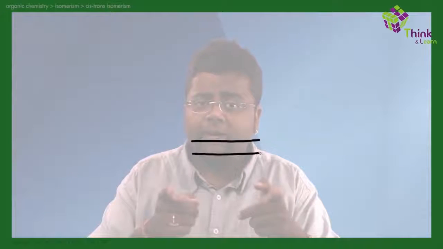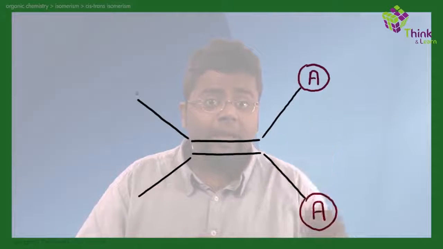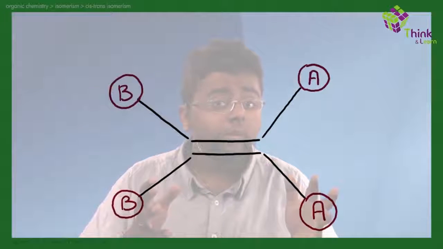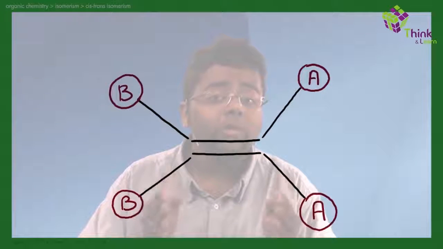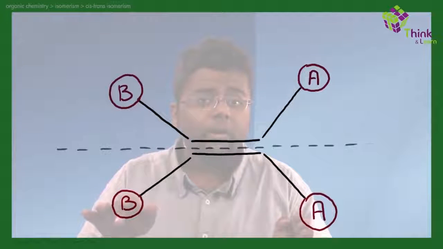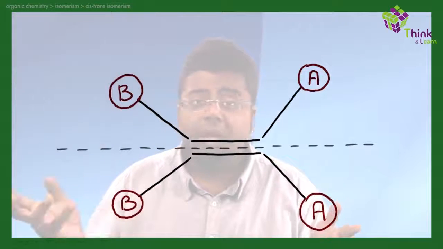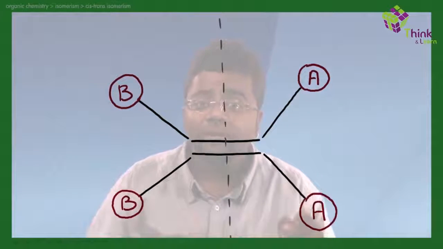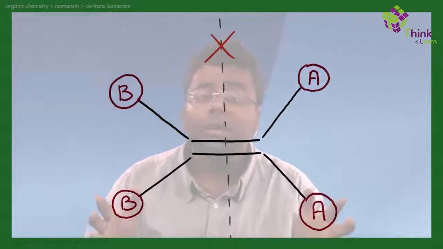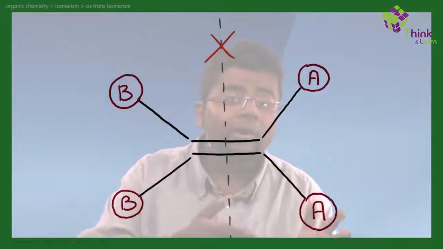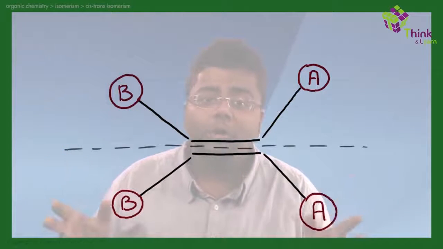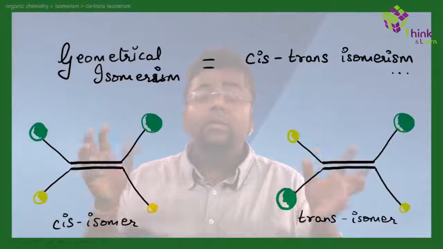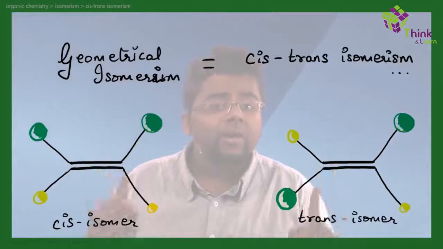Now, if I have a molecule like this, AA on this side and BB on this side, will this be cis? No, this will not be cis, because if I draw the horizontal plane, it is neither cis nor trans. But if I draw a vertical plane, then these are on the same side. But cis and trans isomerism does not work like that. So you cannot draw a vertical plane. You will always have to look around a horizontal plane. Now these are the cis and trans isomers.